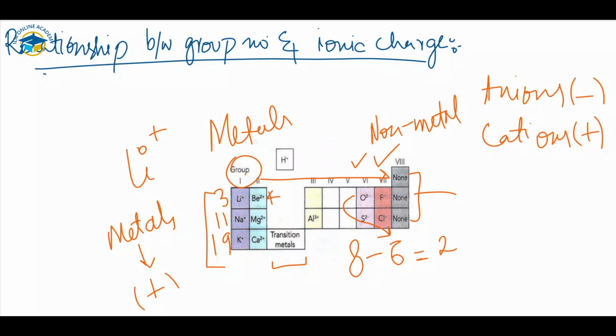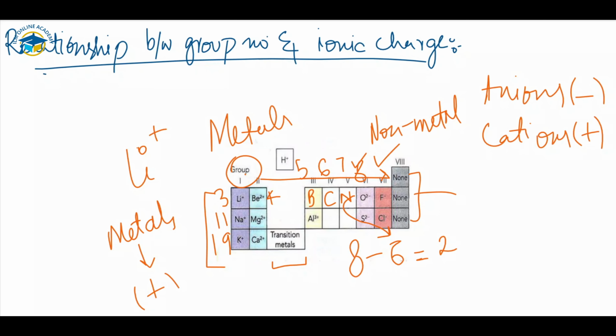Boron has 5 electrons. Carbon has 6, a total of 6 electrons. Nitrogen has a total of 7 electrons. Oxygen has a total of 8 electrons. So there is a gradual increase in the number of electrons across the periods.